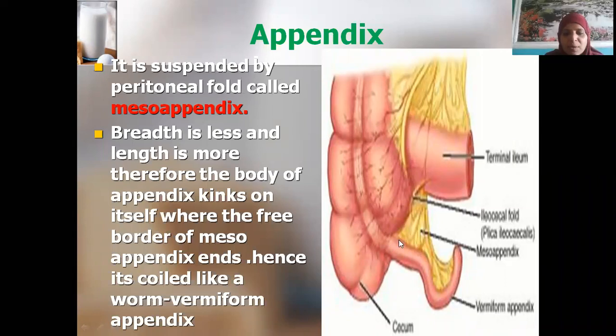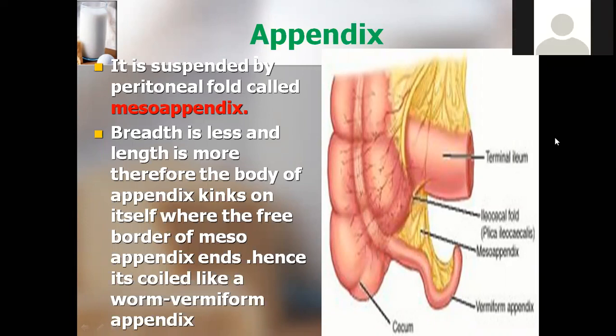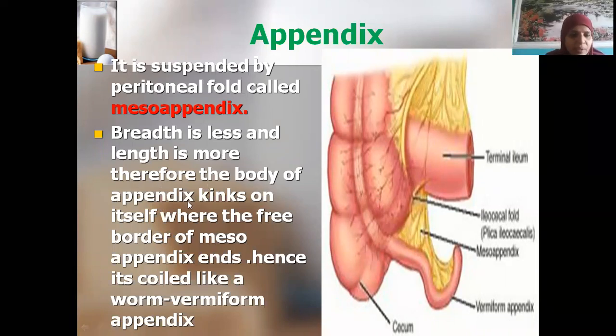What is the length I told you? Ranging from? 2 to 20 centimeters. Okay, very good. So length is more, therefore the body of the appendix kinks. Kinks means it folds on itself so many times.